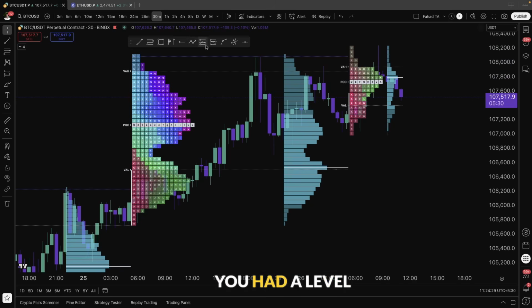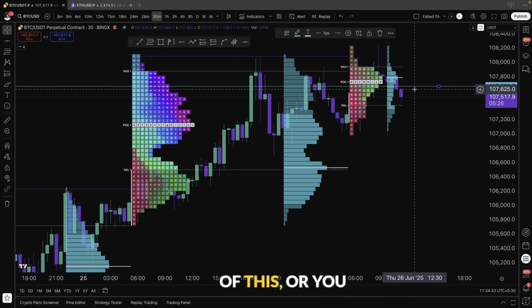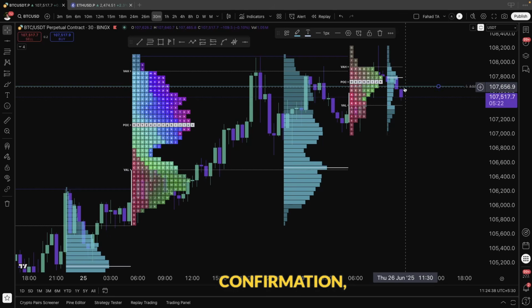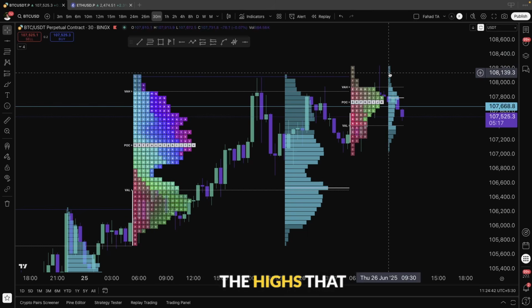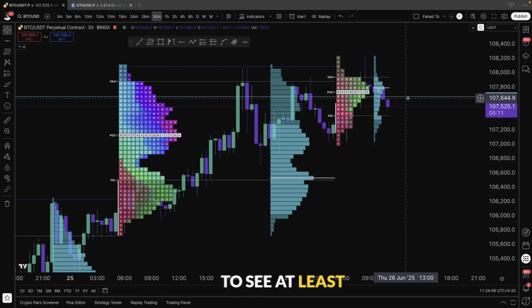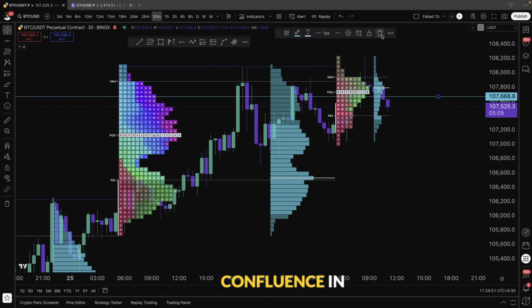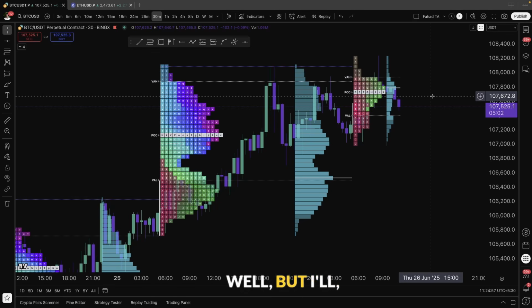So let's say you had a level of resistance somewhere around here. You can wait for a backtest of this, or you can just wait for your level to get tapped once. If you see your confirmation, you can literally get into this trade because you are very sure that the highs you have made are extremely strong. Now that acts as another confluence as well. Personally, I like to see at least 3 levels of confluence in an area where I want to enter, and multiple confirmations for entry triggers as well. I've been talking about them, but I'll reveal some of them in this particular video.